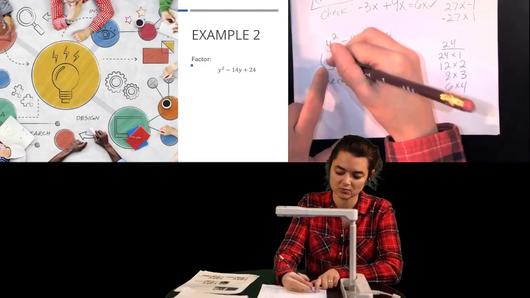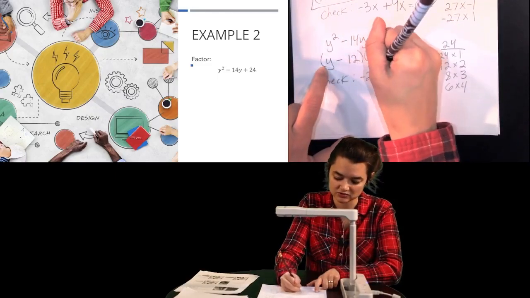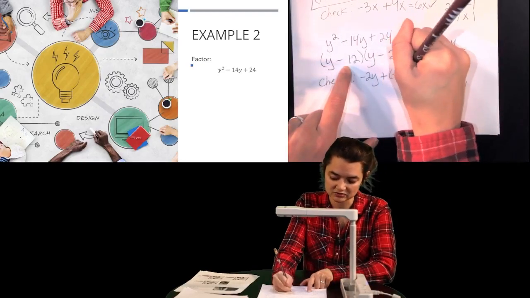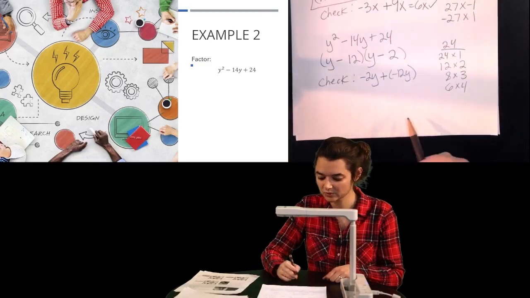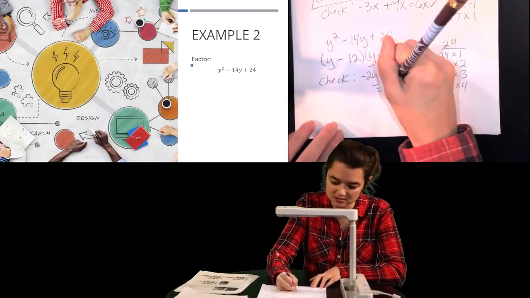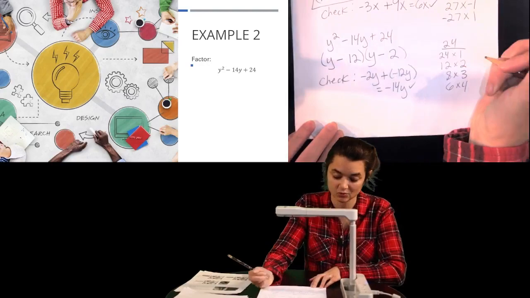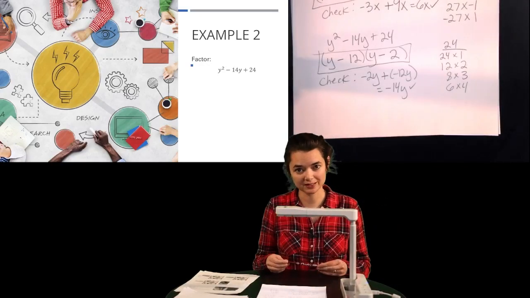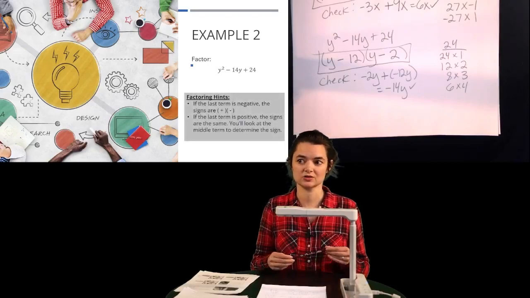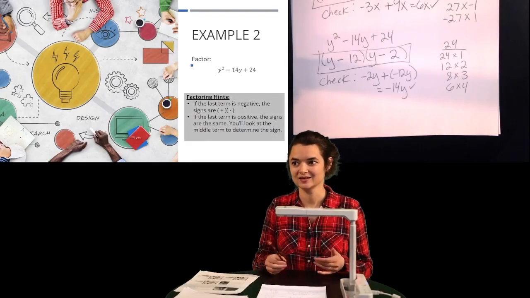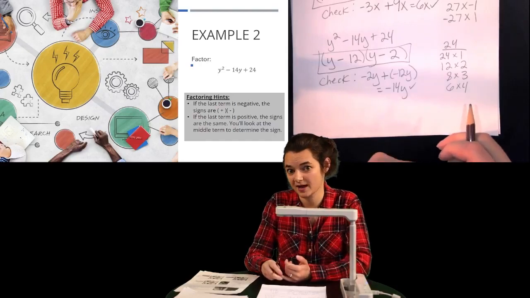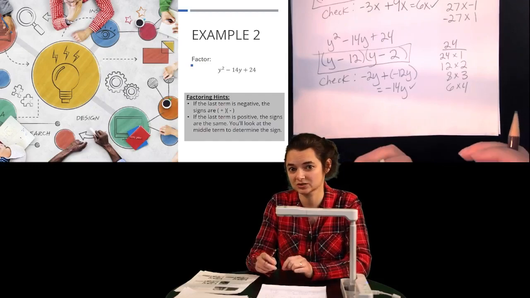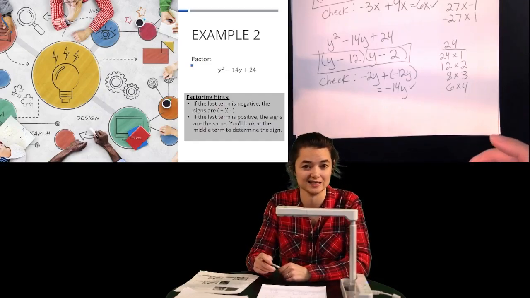So if I check, y times negative 2 would give me negative 2y. Negative 12 times y would give me negative 12y. Negative 2y plus negative 12y is negative 14y. We did it. And there's our answer: y minus 12 times y minus 2. So a little hint for you guys here. To add, if the last term is positive, I know that the signs are the same. And then you look at the middle term to determine what the sign is.